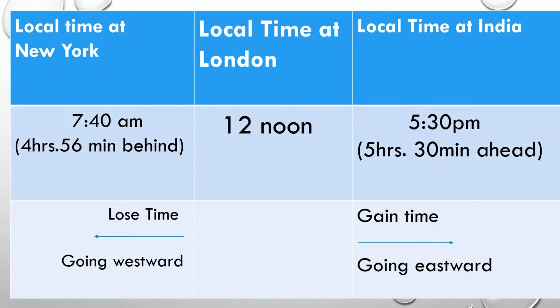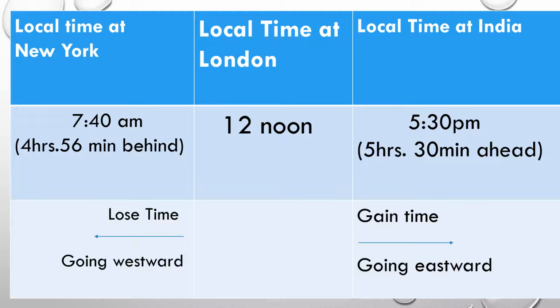Now students, let's understand the time through this table. Here you can see the local time at London, that means the local time at the prime meridian, that means Greenwich, is 12 noon. As we all know, when we are going eastward, we gain time. So we have to add time after 12 noon, that means afternoon. So it will go to 1, 2, 3, 4 and 5.